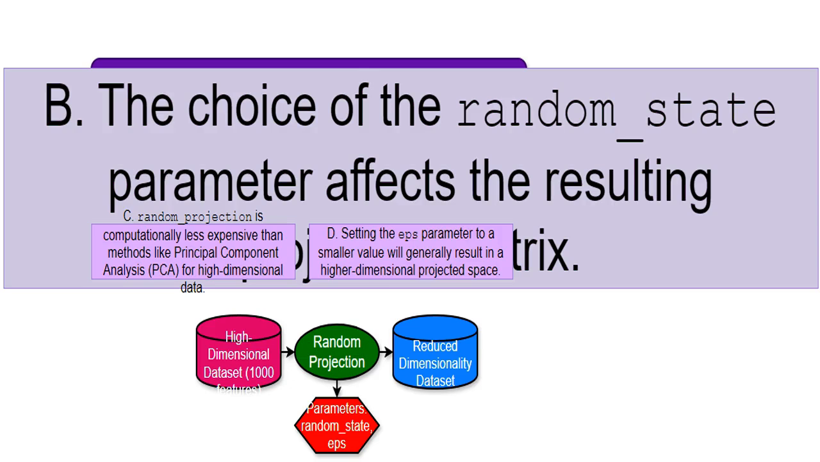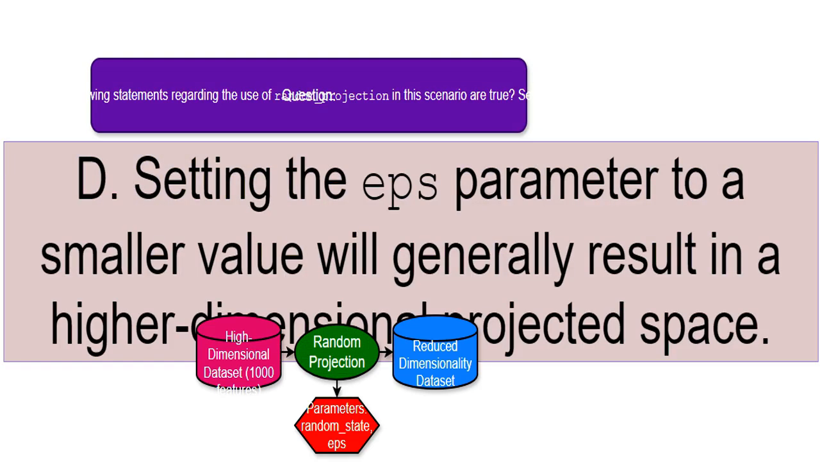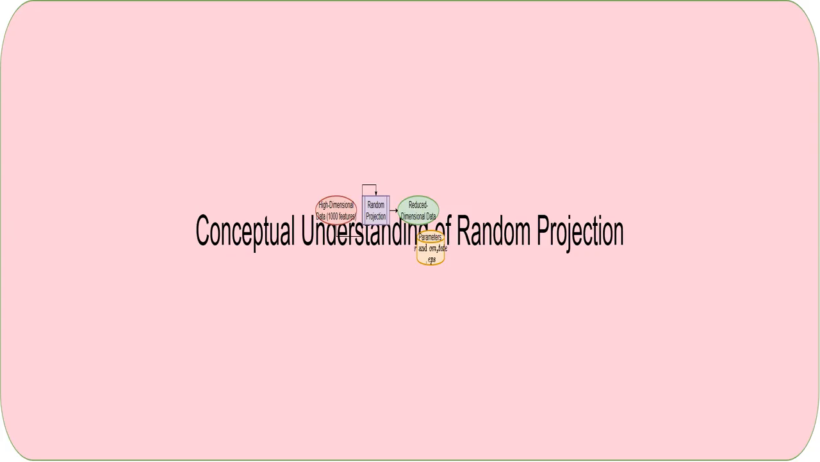This is generally true, especially for very large datasets. PCA involves complex calculations like eigenvalue decomposition, while random projection is much simpler and faster. Absolutely true. A smaller EPS means I want to reduce the dimensionality less aggressively, so I end up with a higher dimensional projection. I'm dealing with a dataset that has 1,000 different characteristics or features for each data point.